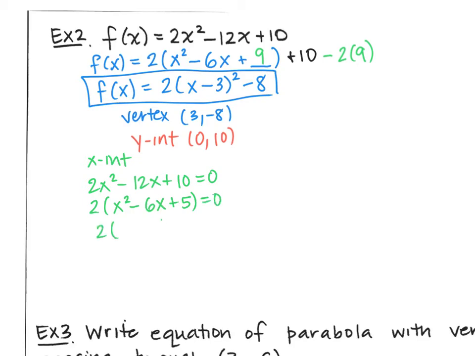Okay, then I can go ahead and factor this. It multiplies to 5 and adds up to -6, so it's got to be 5 times 1, and I have to have a minus and a minus, which means x equals 5 and x equals 1. So my x-intercepts are at (5, 0) and (1, 0).